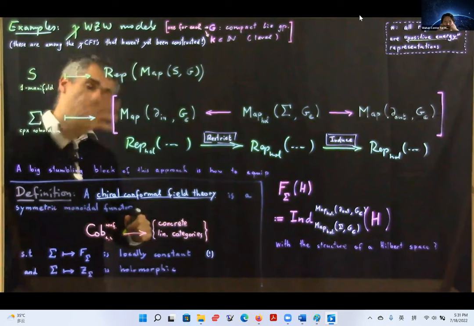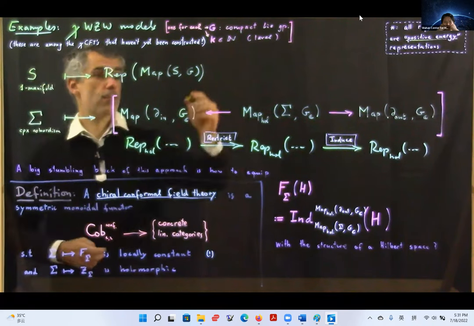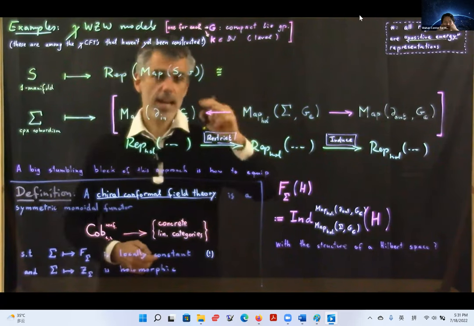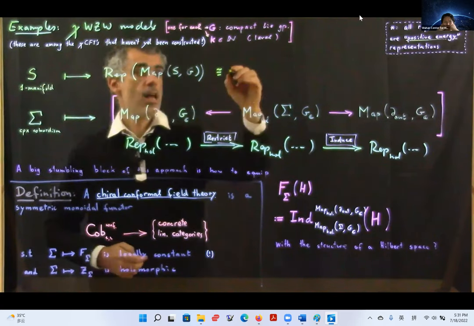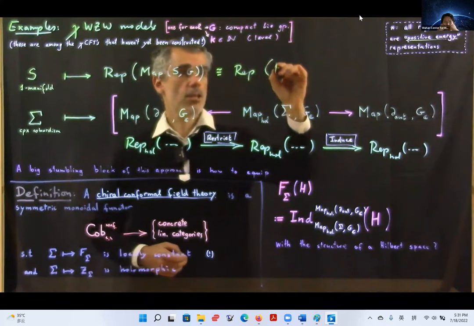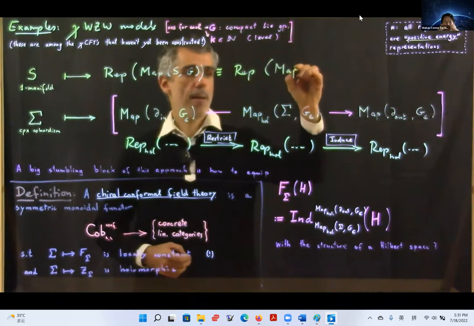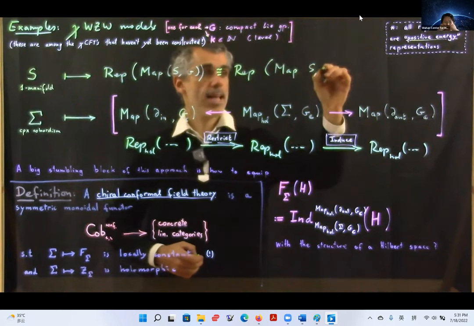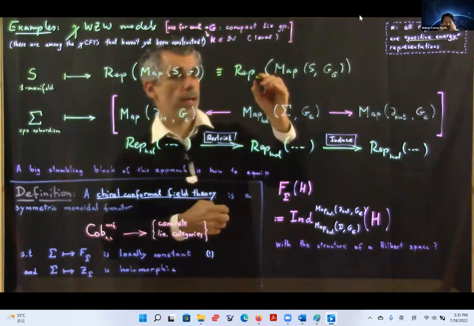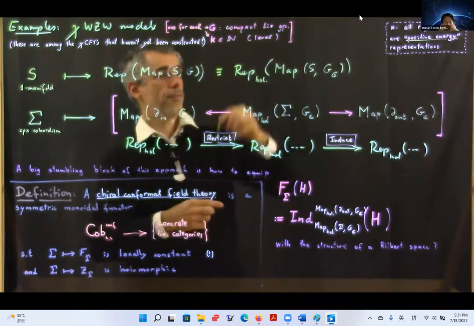And an equivalent way of describing this is by using the complexification of G. So I can write this as representations of the space of maps from S into G_C, the complexification. That's now a complex infinite dimensional Lie group, and we should be looking at holomorphic representations.